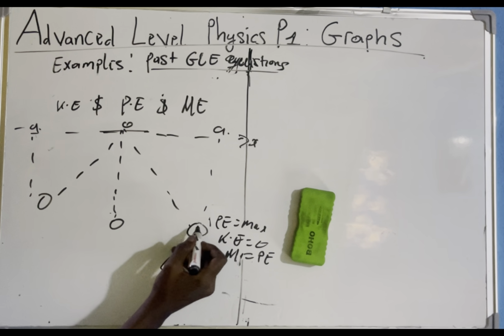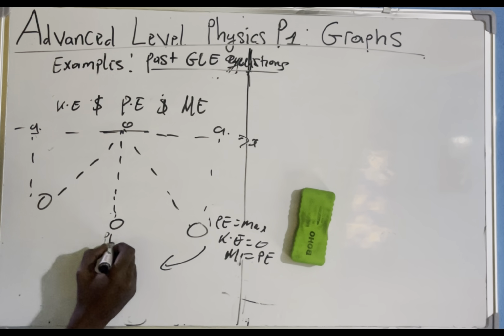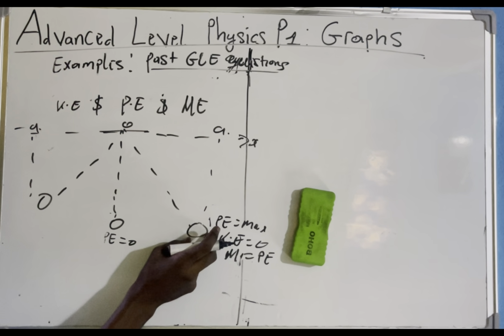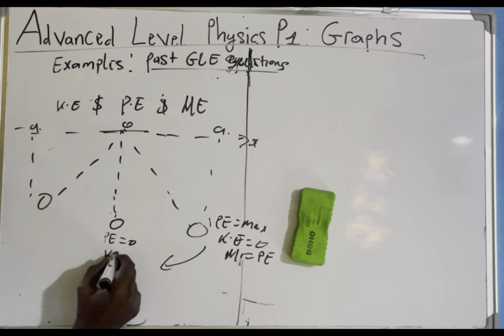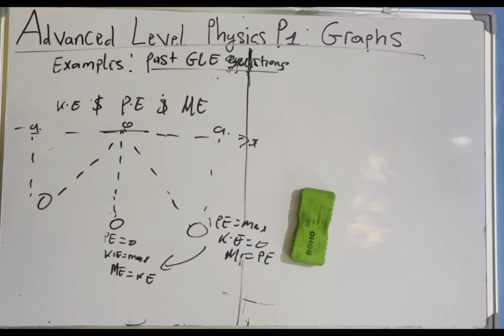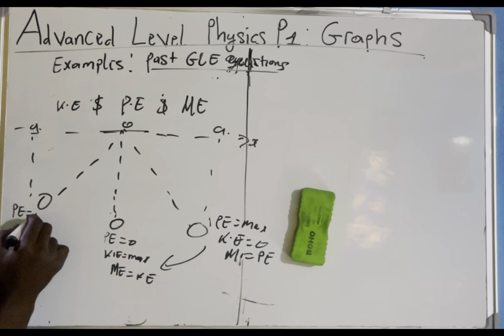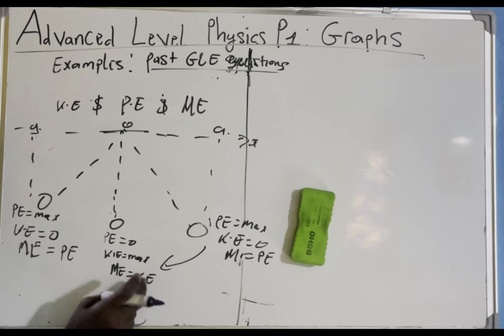Then when it reaches the middle, the minimum displacement, potential energy is 0 because it has lost the height that it was having. Now it is at 0 height. Kinetic energy here is maximum because it is moving. Then the mechanical energy here is simply the kinetic energy. At the other extreme, potential energy is again maximum because it has gained height. Kinetic energy is 0 because it's at rest, and the mechanical energy is simply the potential energy. You see that mechanical energy is never 0. It's constant, from potential to kinetic to potential.